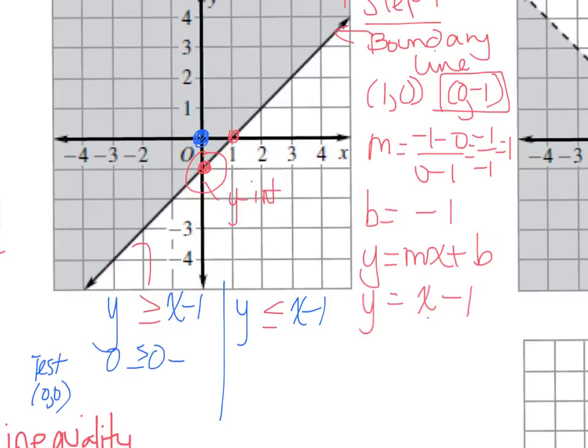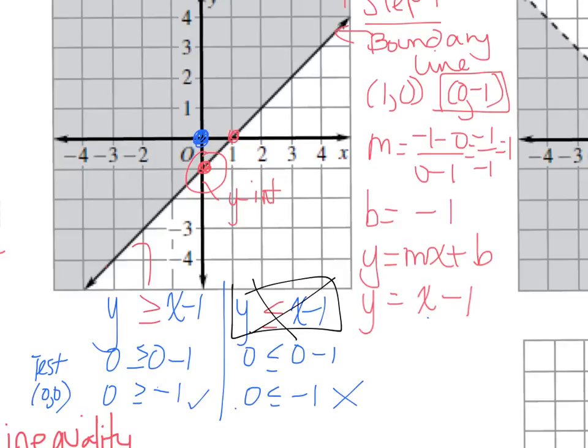0 minus 1. Let's see if it makes sense. And I believe it does. And obviously, this probably most likely will not make any sense. And -1 can't be bigger than 0, so this cannot be it. So your answer has to be y greater than or equal to x minus 1. And that's how you write an inequality when you're given a graph.